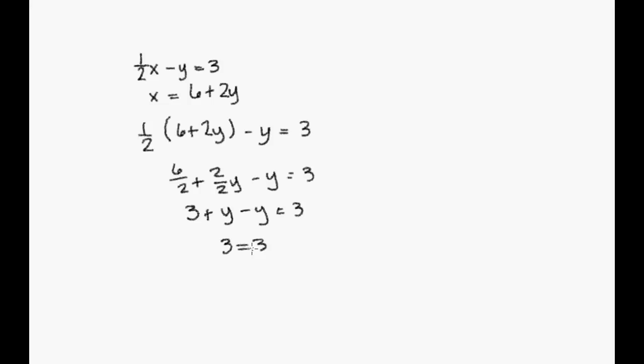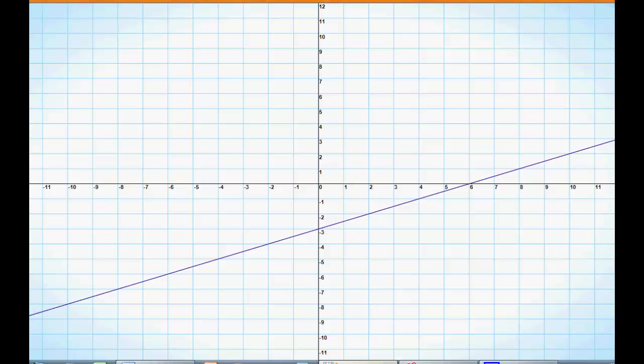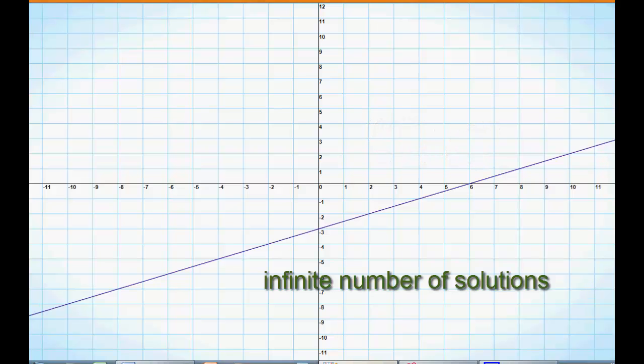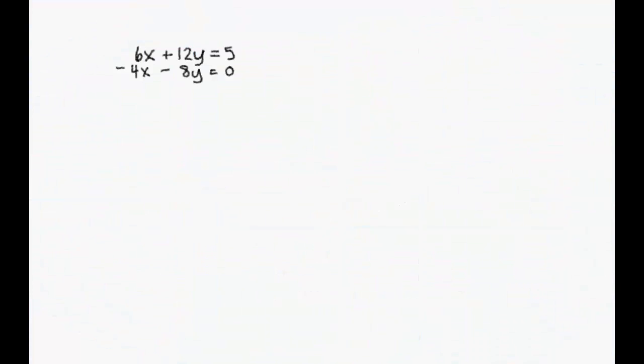So let's look at that. Let's go ahead and graph those two linear equations. So if we graph 1/2 x minus y equals 3, we get this line. Okay, and then if we graph x equals 6 plus 2y, well, we get the same line. So as you can see, right, the graphs are identical. Okay, so there is an infinite number of solutions to the system, and any solution of one equation is also a solution of the other. All right, let's do one more.